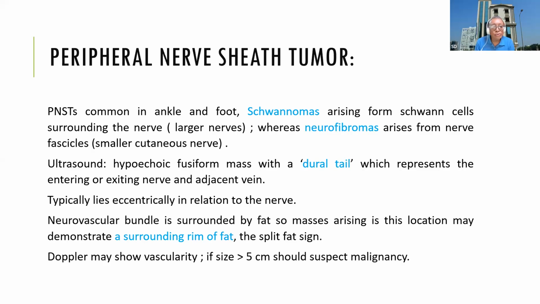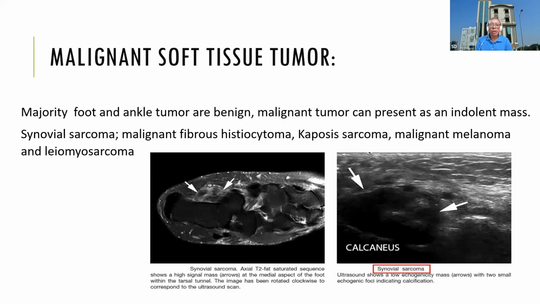And if the size of the mass is more than 5 centimeters, you always have to think of malignancy. Normally this peripheral nerve tumor is a benign lesion, but if the size is more than 5 centimeters, it can be a malignant tumor. Okay, so this is a malignant soft tissue tumor. I have included the T2 fat-suppressed MRI as well as the ultrasound picture of this malignant soft tissue tumor. And as I've told you, the majority of foot and ankle tumors are benign, but sometimes we can encounter malignant tumors such as synovial sarcoma, malignant fibrous histiocytoma or Kaposi sarcoma.